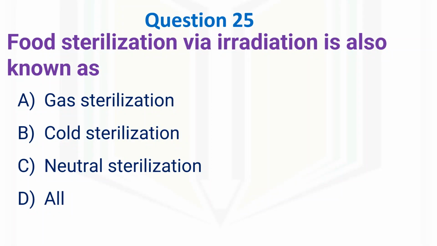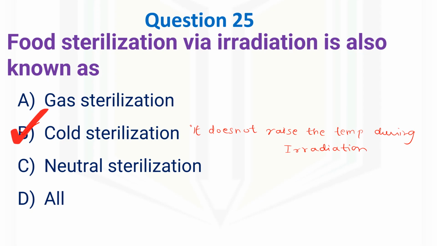Question number 25. Food sterilization via irradiation is also known as. Options are gas sterilization, cold sterilization, neutral sterilization, and oil. Correct option is option number B, cold sterilization. It is called cold sterilization because it does not raise the temperature during irradiation. So there is no type of heat involved.